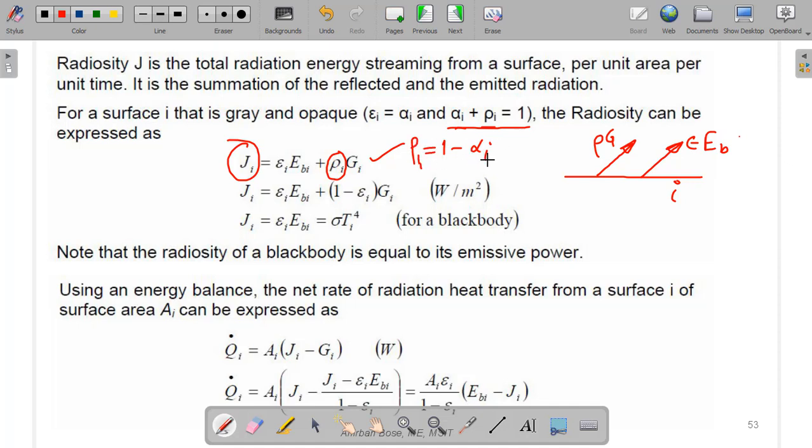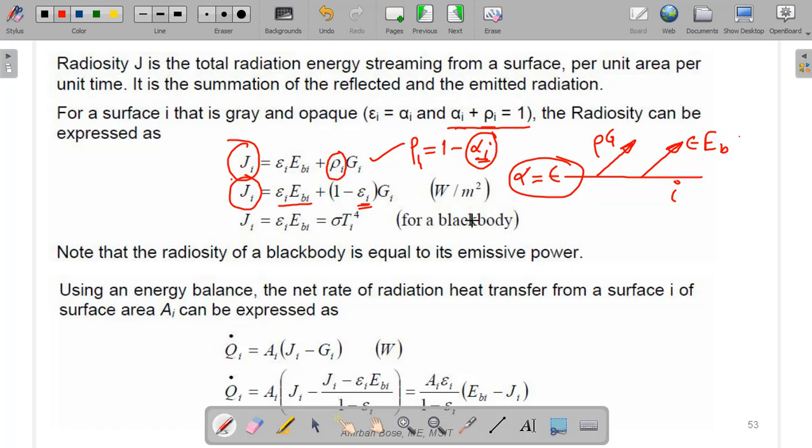So again, from Kirchhoff's law, you know that this alpha i in magnitude is exactly the same as emissivity. So this alpha is replaced by emissivity here. So I think this equation is clear that radiosity is equal to epsilon E_bi plus 1 minus epsilon into G_i.